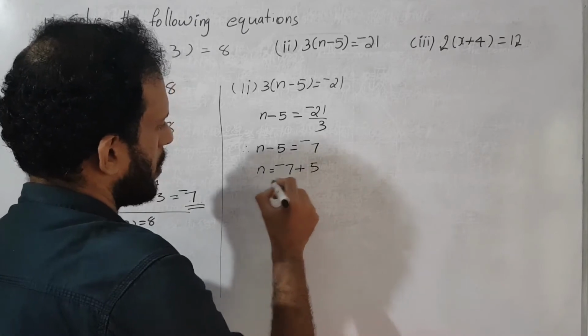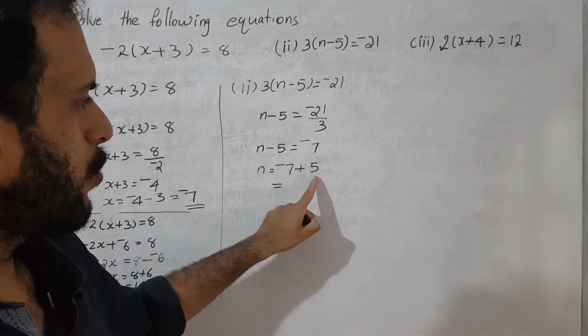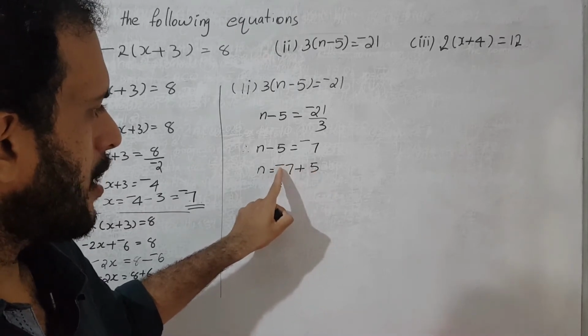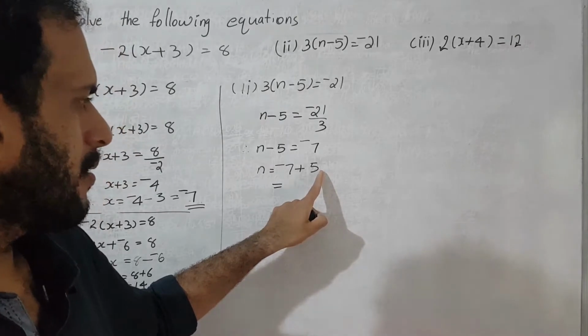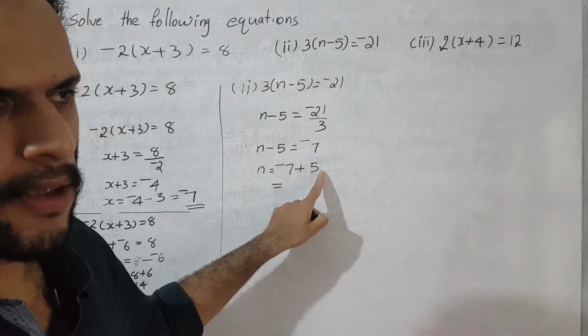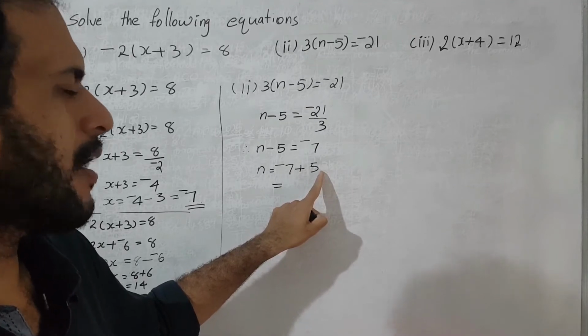Minus 7 plus 5. Here we are adding two numbers and we check the sign. The one is negative, the second one is positive. Both are different signs. Then we recall what we do. If the integers are of different signs, what do we do?